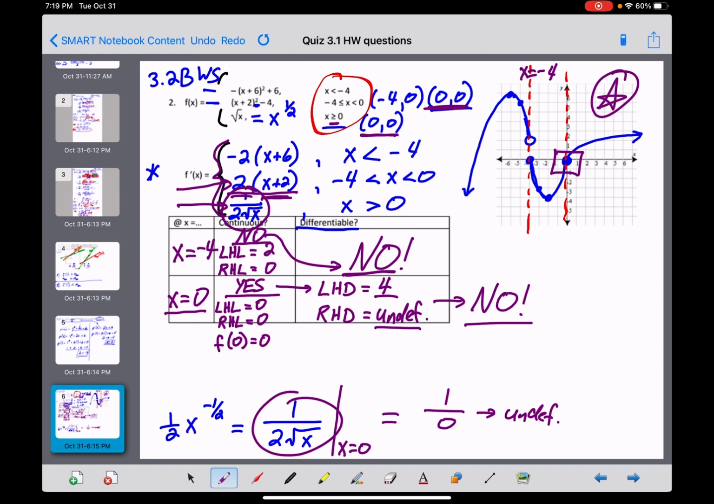So we actually have this piecewise defined function with two seams, and the function is not differentiable at either one of them, but for two different reasons. For the first part right here at x equals -4, the derivative didn't exist because the function was not continuous. And at x equals 0, the function was continuous, but the left and right-hand derivatives were not equal to each other, and that's why there was no derivative at 0. So a lot of ideas going on in that problem. That's how we handle the 3.2b worksheet, problem number 2.